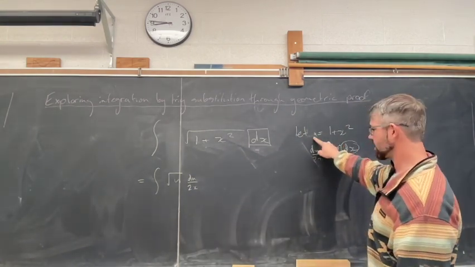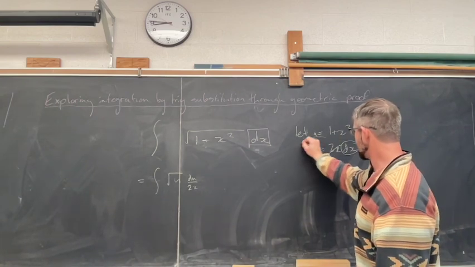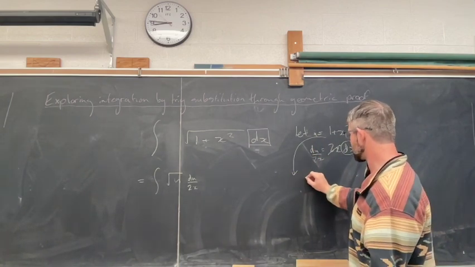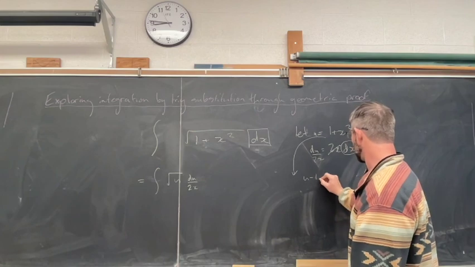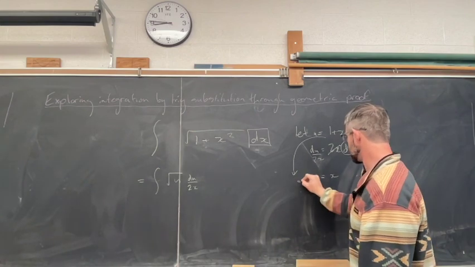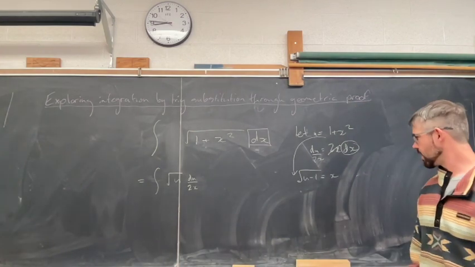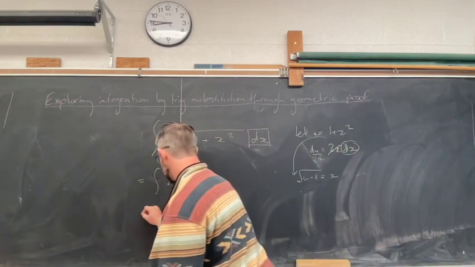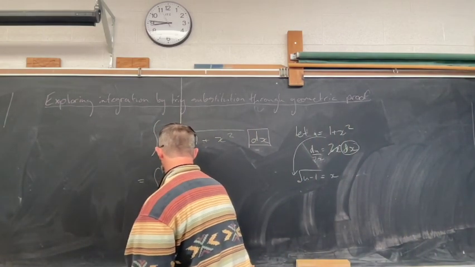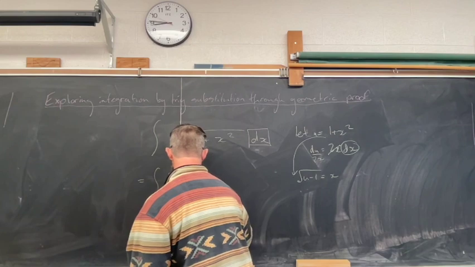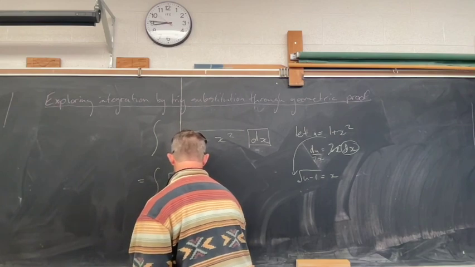I guess I could try to replace it from here. So I'll take u equals 1 plus x squared and solve that for x. I've got u minus 1 is equal to x squared, which means x is equal to the root of u minus 1. So this is going to become root of u times du over the root of u minus 1.